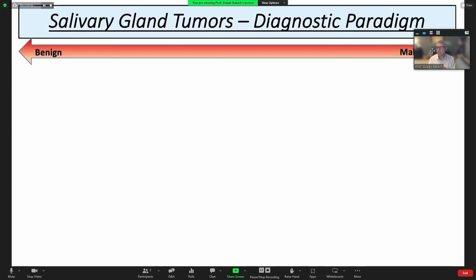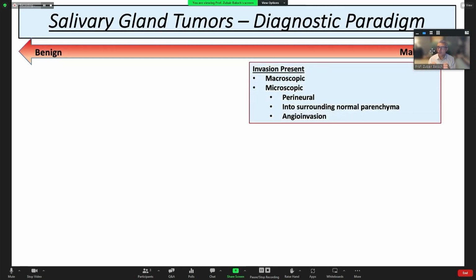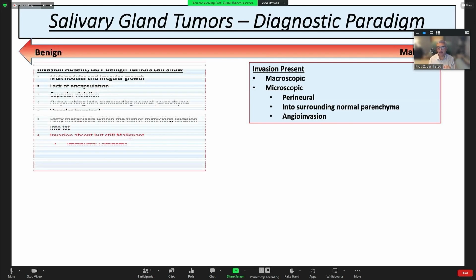So let's look at the diagnostic paradigms that we follow for surgical pathology diagnosis. When you look at the malignant tumors, we look at invasion, whether gross invasion or microscopic invasion. Perineural invasion is the one that you see in most salivary gland tumors. Then you have angioinvasion, or invasion into the surrounding salivary gland parenchyma.